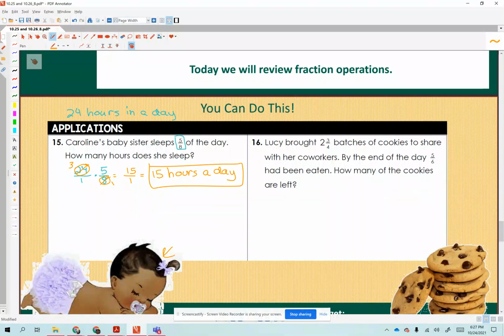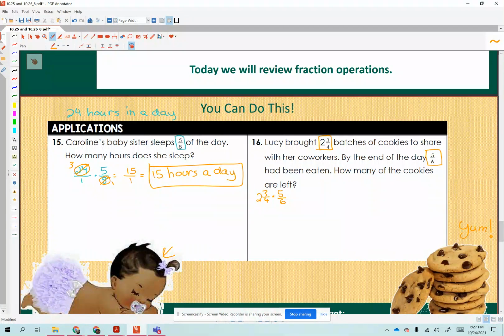Now we've got the chocolate chip cookies here. Yum, yum. Lucy bought 2 3/4 batches of cookies to share with her coworkers. By the end of the day, 5/6 of them had been eaten. How many of the cookies are left? So this is a multiplication problem. 2 3/4 times 5 over 6.